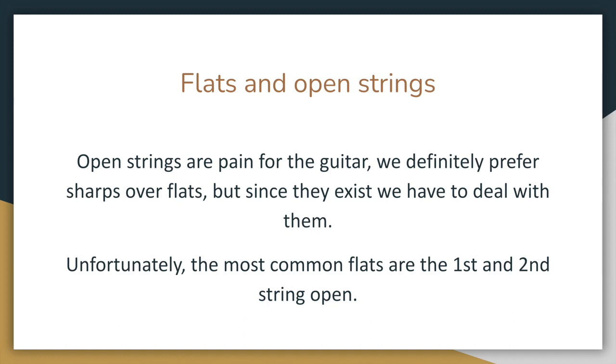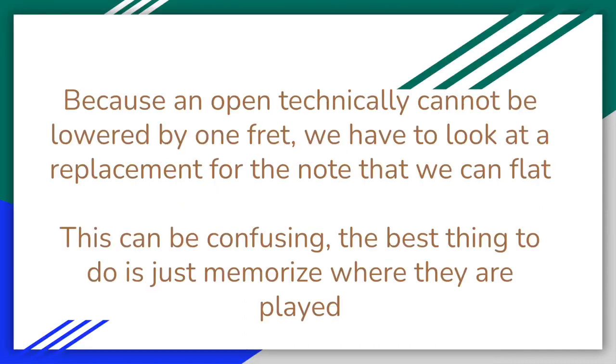Now the unfortunate thing about most of the flats is the most common ones are the 1st and 2nd string open, so we do need to discuss how those play. Because an open string technically cannot be lowered by 1 fret, we need to look at a replacement for the note that can be flat. So in other words, instead of playing the 1st string open, we need to find a way to play that same note but on a place where we use a finger or we use a fret that we can play and then lower it from there. So this can be kind of confusing for students, so sometimes the best thing I do is just tell them to memorize where they're being played.